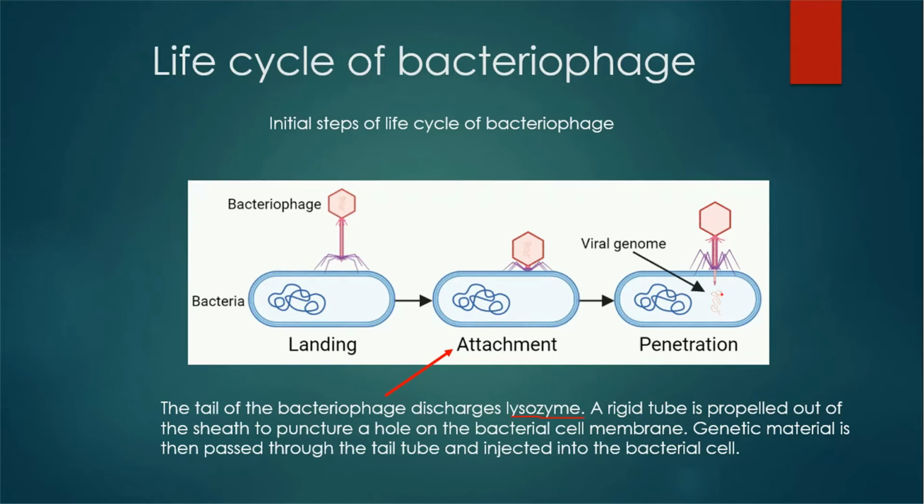After that, a rigid tube is propelled out of the sheath to puncture a hole in the bacterial cell wall. After the hole is produced, the genetic material moves from the capsid through this tube and enters into the bacterial cell. Now all these steps will be the same for all the cycles of a bacteriophage.